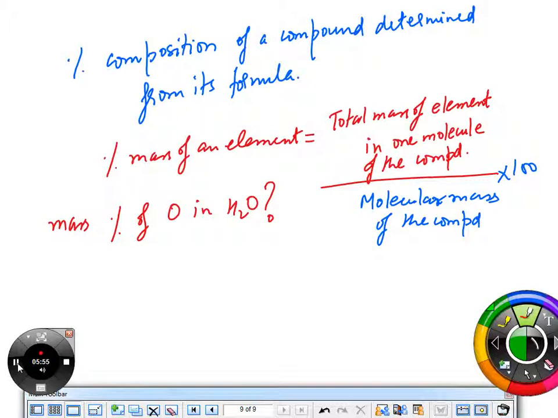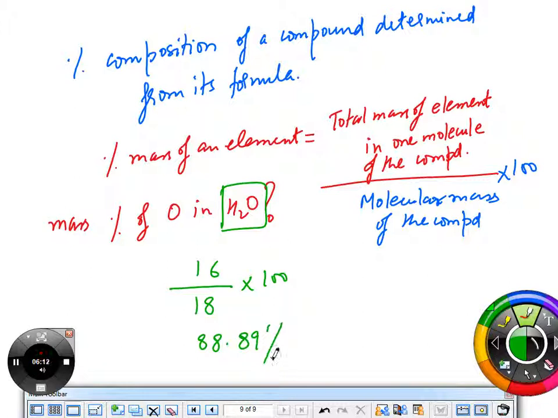See, total mass of oxygen will be this, क्योंकि there is one atom, and total molecular mass of compound H2O is 18. So this into 100, that will come out to be 88.89% approximately.